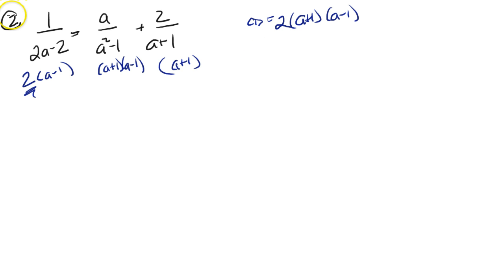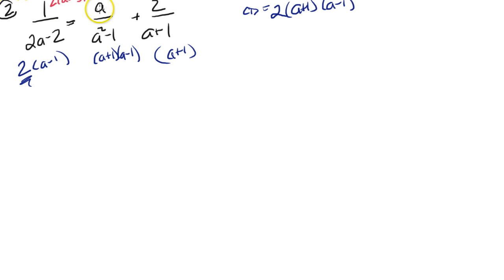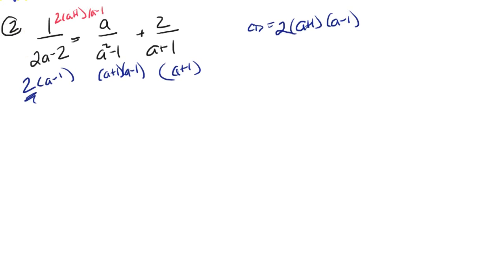So take your CD and you're going to put it on all the numerators. So 2 times a plus 1 times a minus 1. Oops. Let's try to fix that. There we go. 2 times a plus 1 times a minus 1, 2 times a plus 1 times a minus 1, 2 times a plus 1 times a minus 1. Okay, so these are gone. We already have them down here, so that's fine.